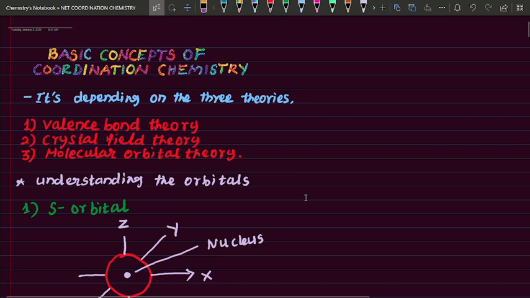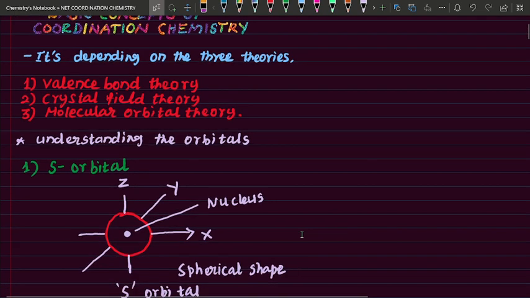Today we will see the basic concepts of coordination chemistry. It depends on three theories. First one, valence bond theory. Second one, crystal field theory. Third one, molecular orbital theory.